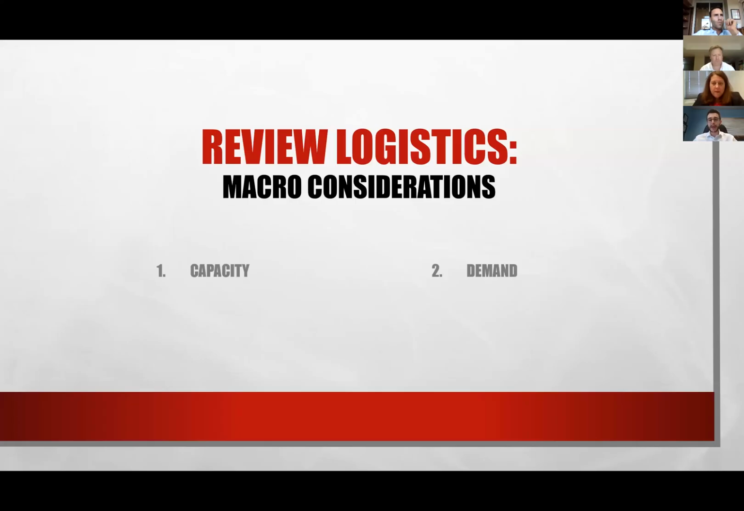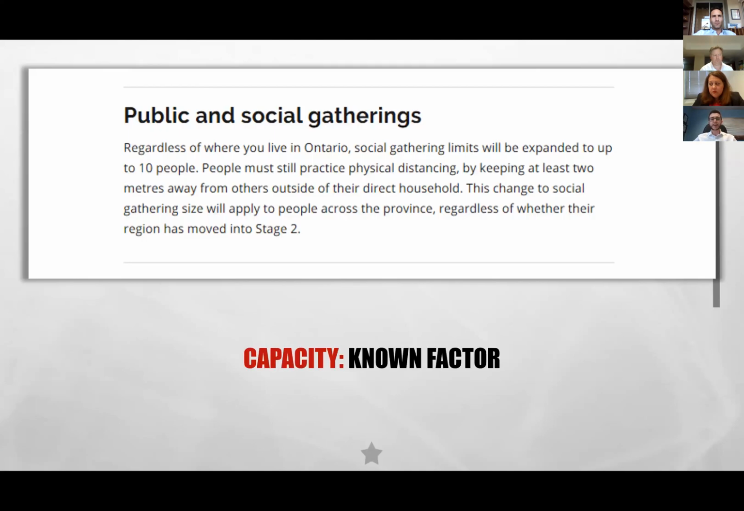In another way, have the higher demand to open. By doing that, we look at the macro considerations. And I've termed that as your capacity and your demand. Your capacity for those facilities, in other words, how many people can fit in a specific amenity, and your demand, how many people want that amenity to open. If we look at capacity, that's a known factor.